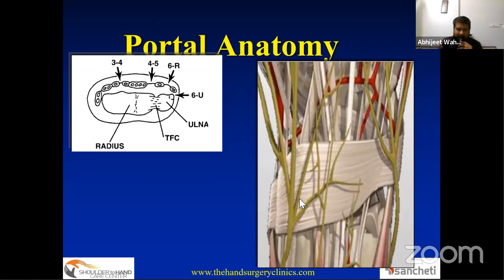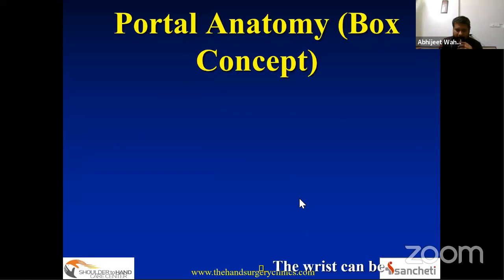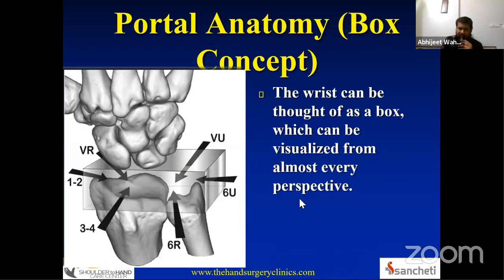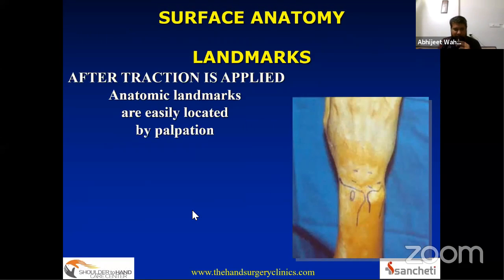And therefore, once you make a nick into the skin, you use a blunt hemostat to spread the tissue so that you can enter the joint. And if you were to think of the wrist joint as a box, you could approach this particular joint from any which direction except from perhaps caudal to cranial. So you have approach from the dorsal aspect, you have approach from the radial aspect, the ulnar aspect, the volar aspect, and you could then even use the DRUJ portals to perform your arthroscopy.